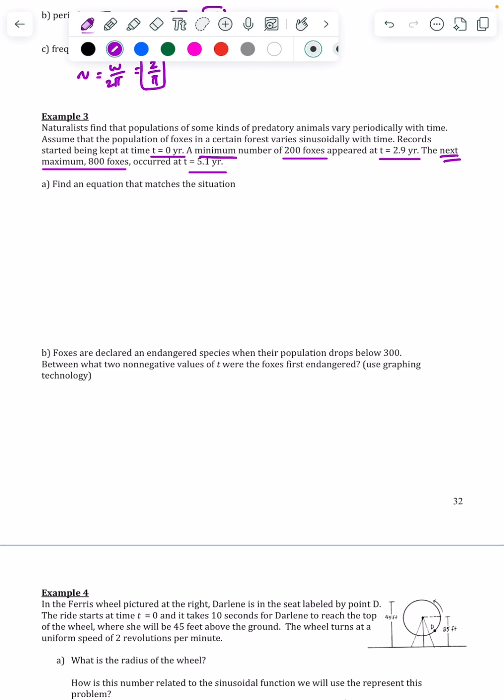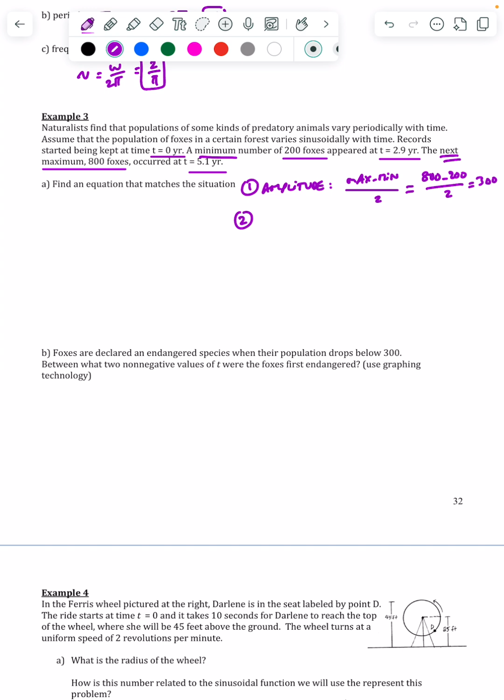So we have a good chunk of information here. So let's start with amplitude, and this is the norm. You start with amplitude, which is the absolute value of A. So amplitude is going to be max minus min, and all that is divided by 2, which in this case is 800 minus 200 divided by 2, which is 300. So this is the amplitude.